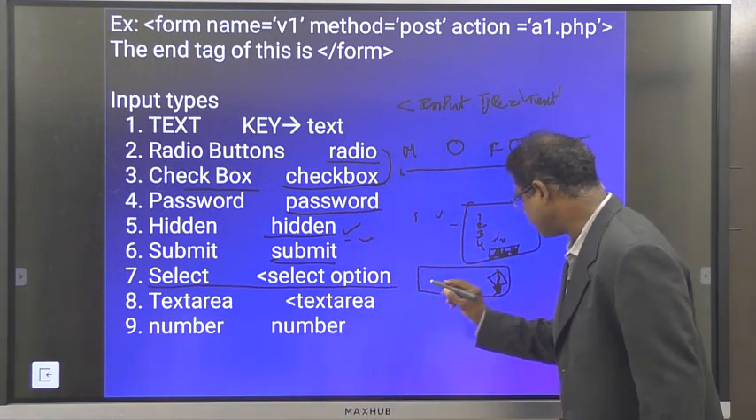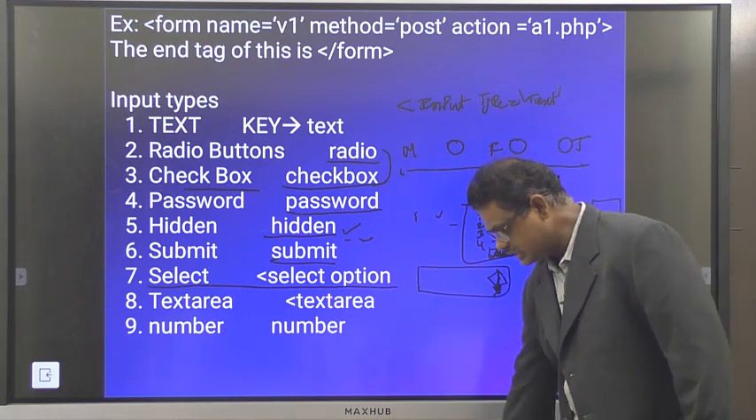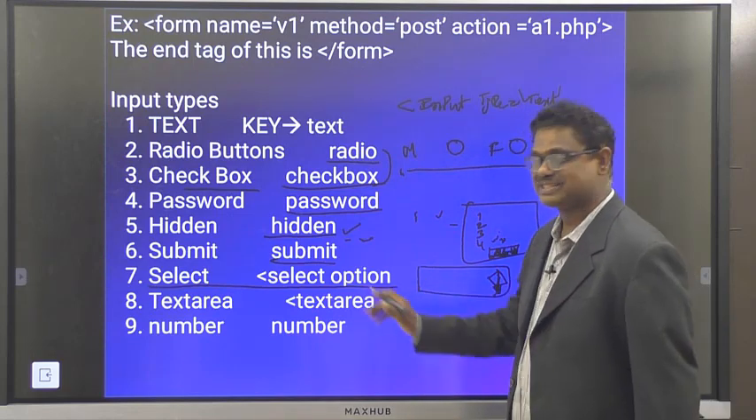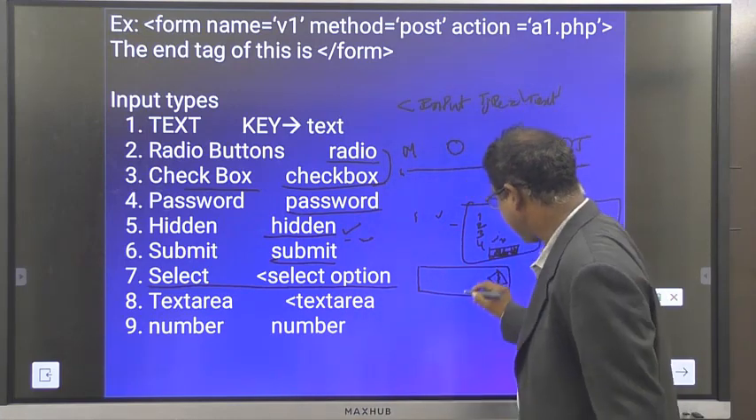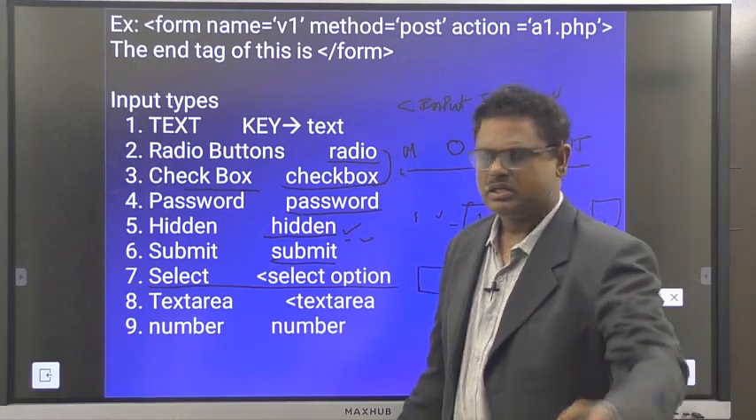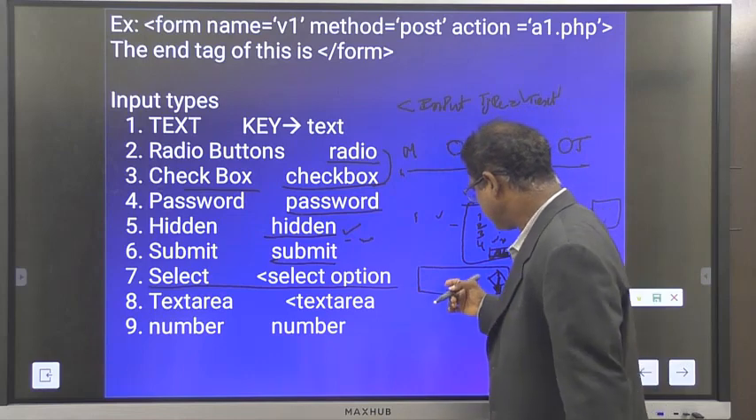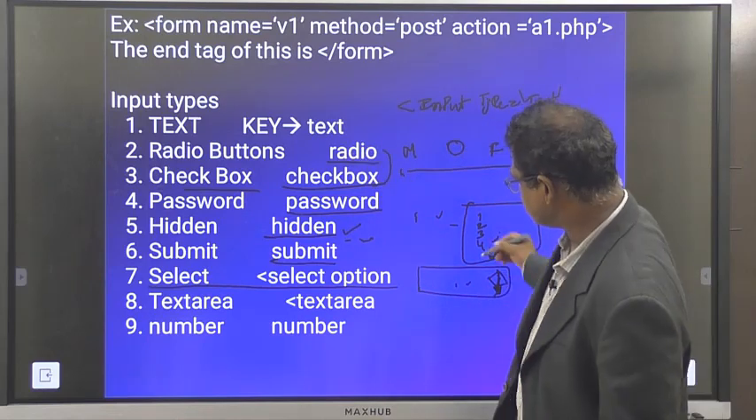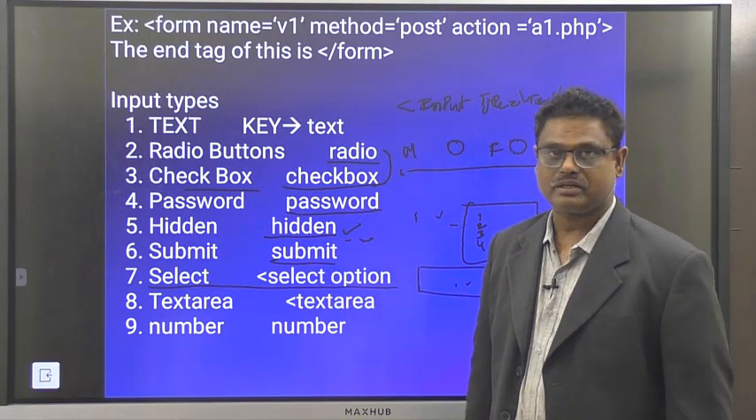You can only see one at any time. If you press, you can see the options in the bottom. So that is called select. There are 2 options here, my dear friends. You can have only one like radio button, or you can even select multiple, something like checkbox. That option is also there in select.